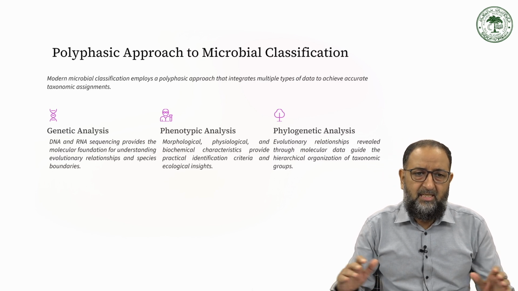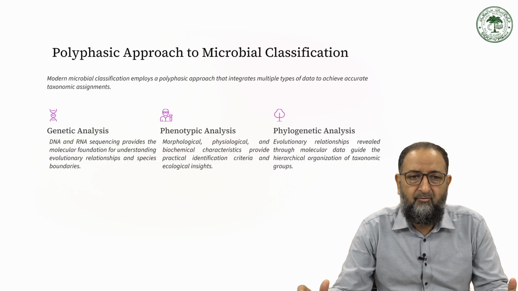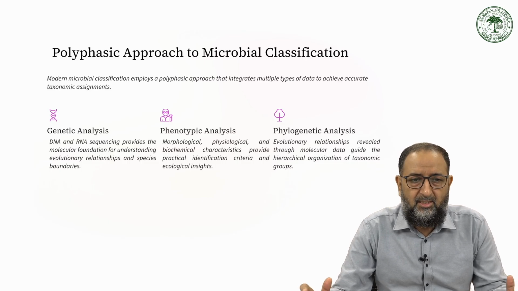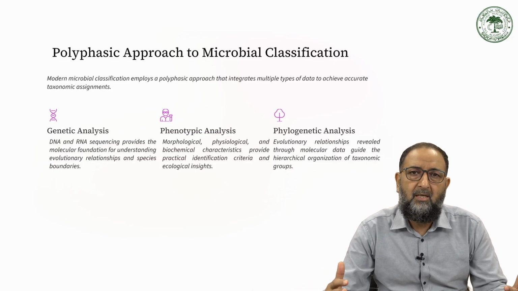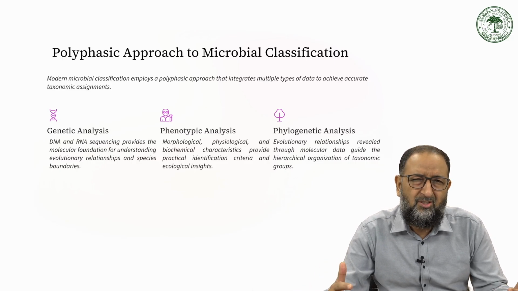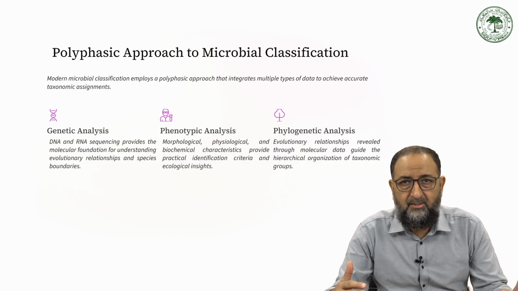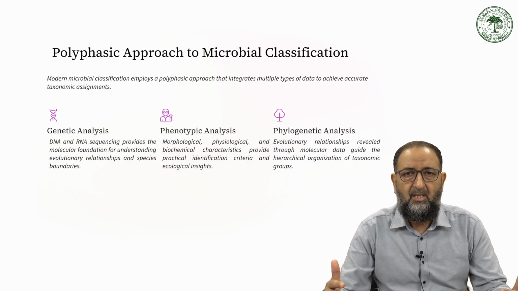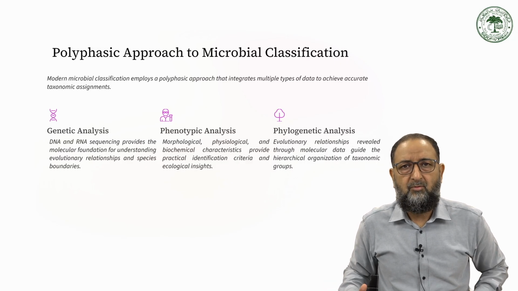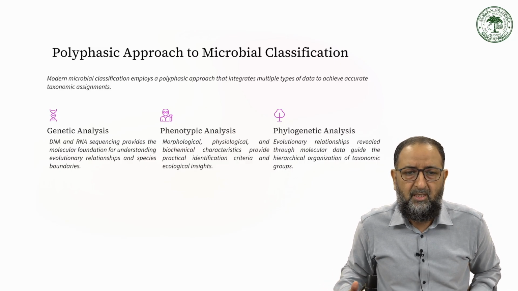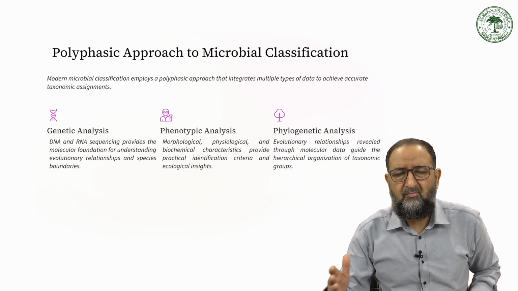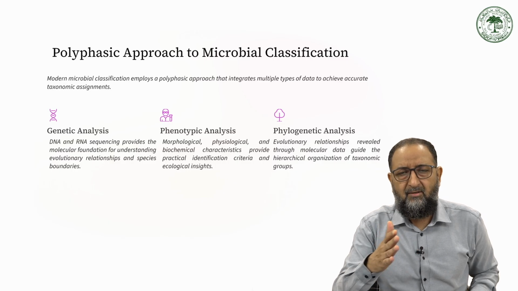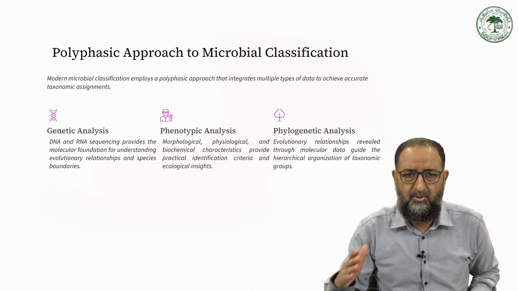In genetic analysis, DNA and RNA sequences provide the molecular foundation for understanding evolutionary relationships and species boundaries, looking at how these genomes are modified, how the genes in the genomes and chromosomes are changed and evolved, and mutations taking place through horizontal gene transfer, random mutation, spontaneous mutations, right? So over a period of time, on a time scale, genetic change is taking place. Now these genetic changes are analyzed and help us categorize these organisms in different categories.